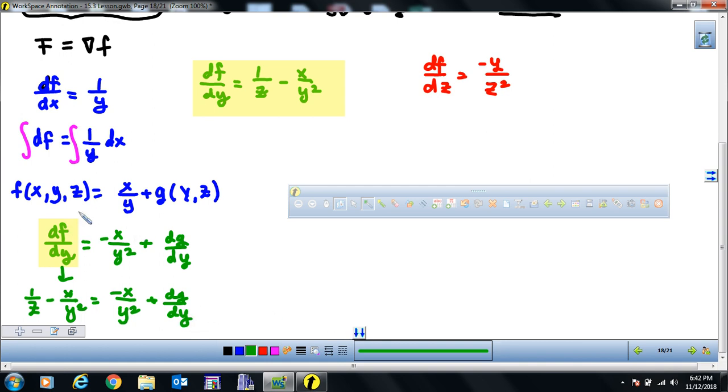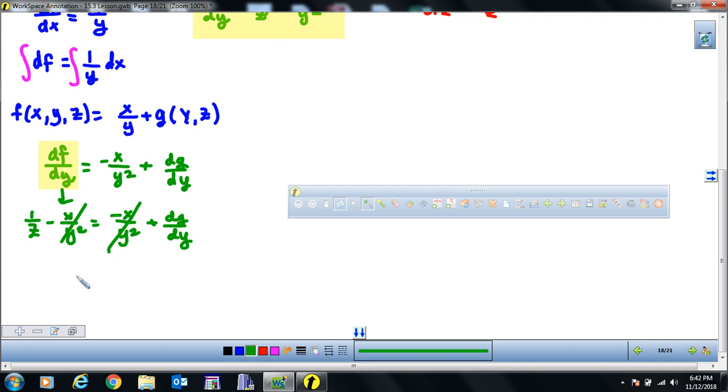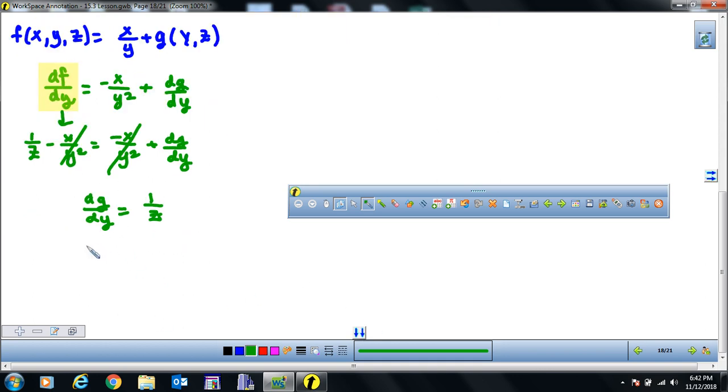And so we can say that dg with respect to y equals 1 over z. We still need to find that function g. So to find it, we need to integrate again. Okay? So we say that dg equals 1 over z times dy. And we're going to integrate this function.